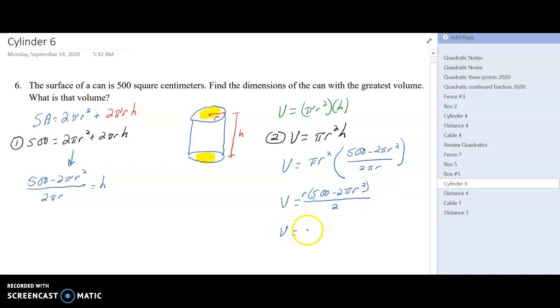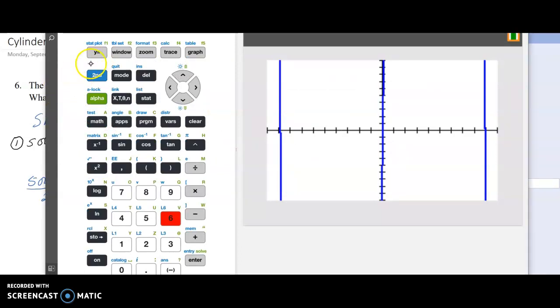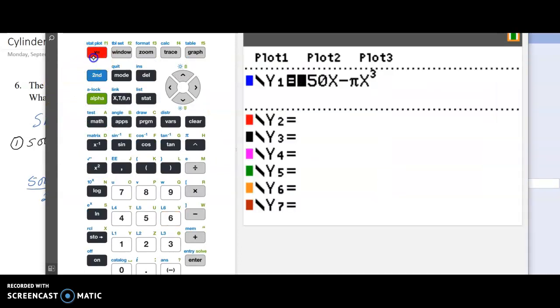If you do a little distribution and simplifying, let me write that a little neater, you get 250 r minus pi r cubed. So distribute the r and divide everything by 2. We want to find the maximum volume. So where I just put the stars, we're going to pull out our calculator, and I'm going to type that in my calculator: 250x minus pi x cubed.